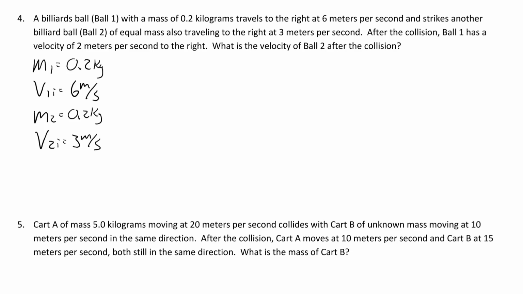After the collision, ball 1 has a velocity of 2 meters per second to the right, so this is the velocity of ball 1 after the collision. The final velocity is 2 meters per second to the right. This is all to the right? Just double check. So this is right, right, right. All right, so we didn't have to make anything negative. We didn't forget to make anything negative. Everything's positive. The balls are moving to the right. And we're looking for the velocity of ball 2 after the collision.